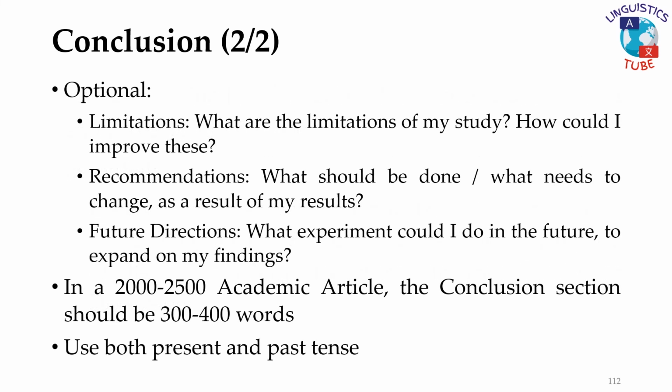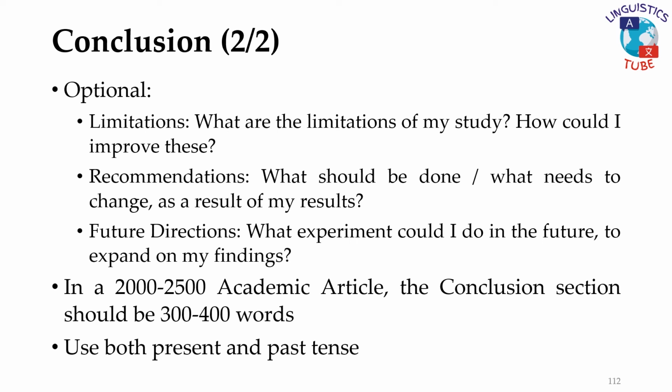Let's now look at the 3 optional sections, of which I recommend that you include at least 1 in your conclusion section. Firstly is the limitations of your study. You should comment on these and suggest how you would fix them if you performed the study again. This will give advice to future researchers regarding how to improve upon your research design and methods.